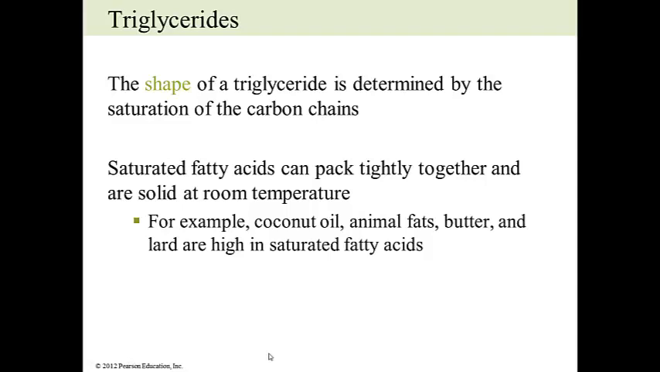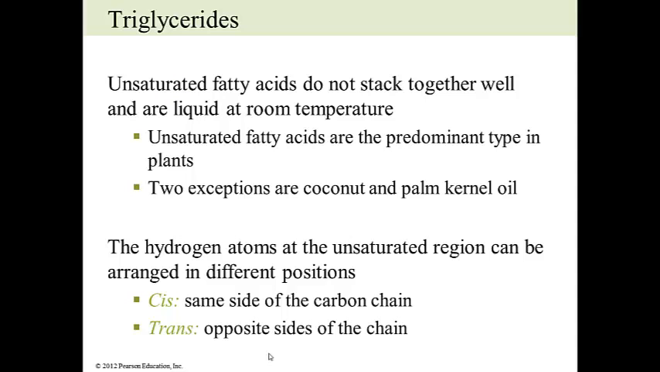Now, the shape of a triglyceride is determined by the saturation of the carbon chains. Saturated fatty acids can pack tightly together and are solid at room temperature. Examples of saturated fatty acids include coconut oil, animal fats, butter, and lard. Unsaturated fatty acids, however, do not stack well together and are liquid at room temperature. The unsaturated fatty acids are the predominant type in plants. The two exceptions to this are coconut and palm kernel oils. Even though those are oils, they tend to be saturated.